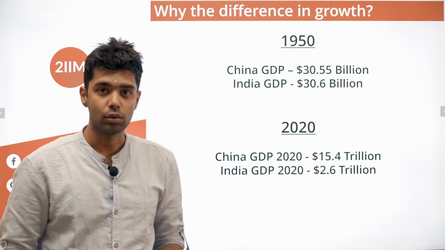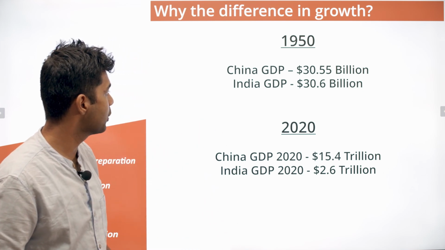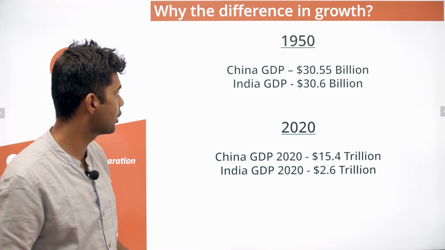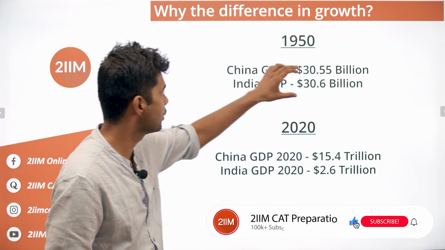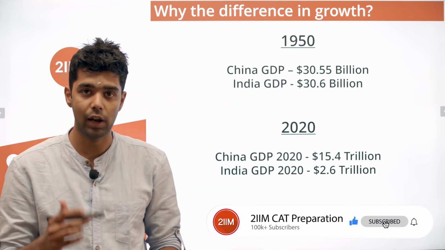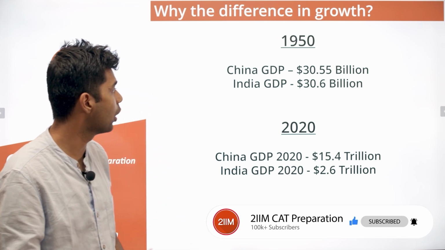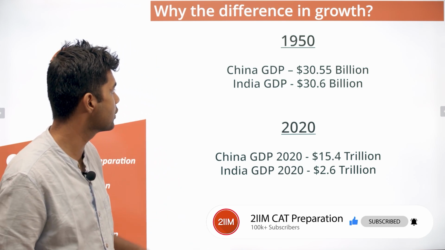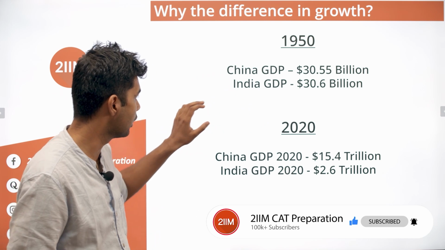So why the difference in growth? In 1950, China's GDP was close to 30.55, India's GDP was 30.6. So the point here is the GDP of both the countries are very similar. They were right out of independence. They were trying to become new independent strong countries. So the GDP was very similar in 1950.